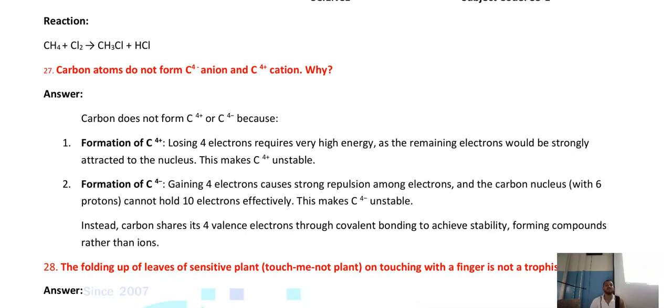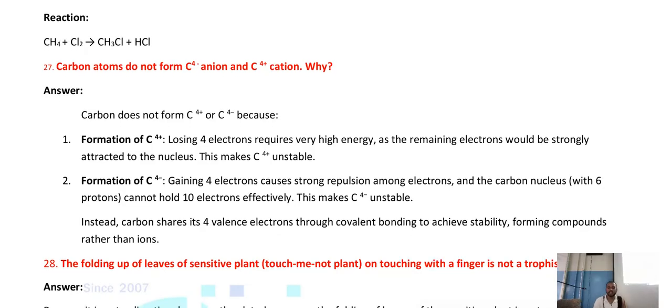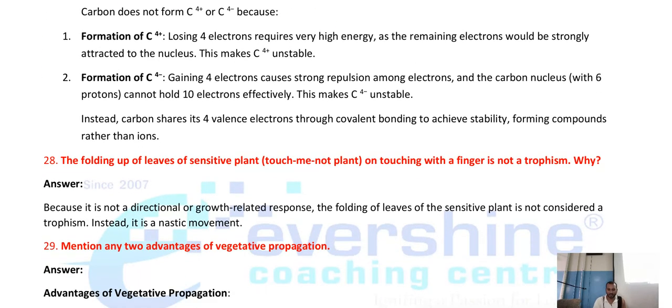Observe here. Carbon atoms are neither giving nor taking. Do you remember? It's valence electrons, but only they share. This is the question. They neither donate nor accept, but they share. Why? This is the question based on the topic.